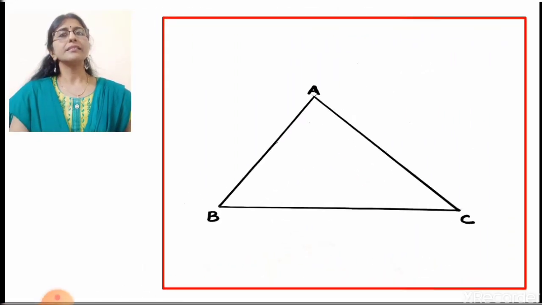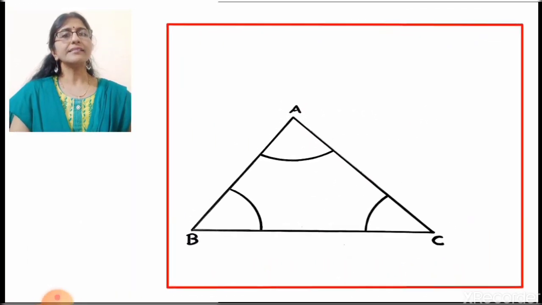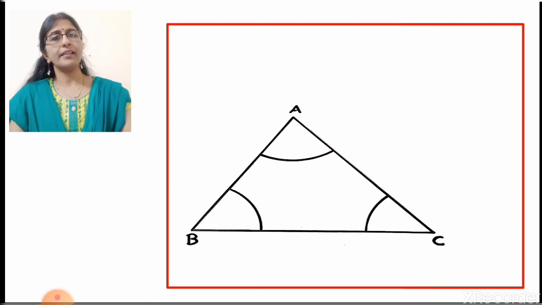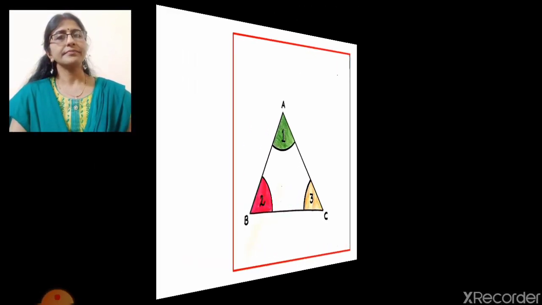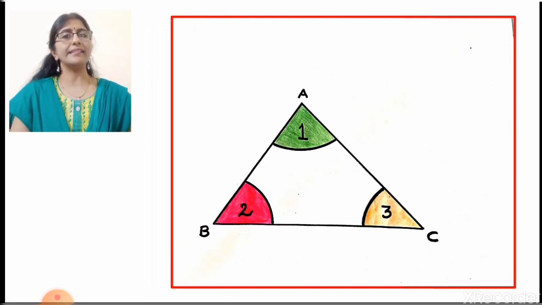Now this is the triangle which I have shown you in the activity. You can draw any kind of triangle and name it as A, B, C. Now here, this is the same triangle where angles are marked. So you will use compass to draw the arcs, and you will show this as angle. Then in the third picture, you can see the angles are colored and marked as 1, 2 and 3. You can also do in the same way.